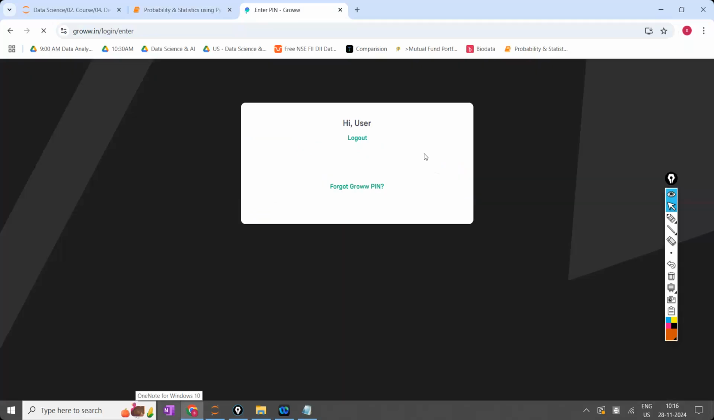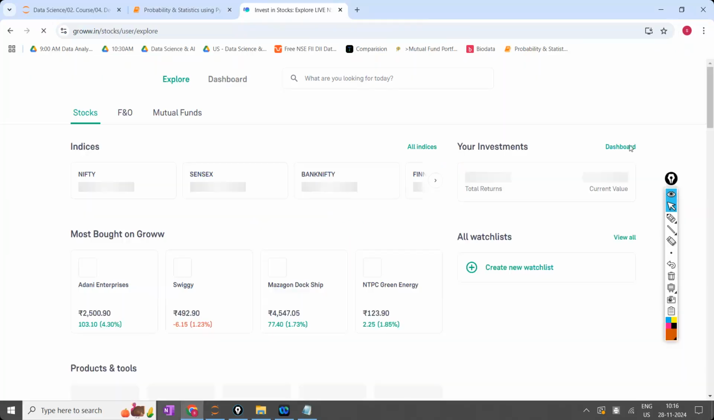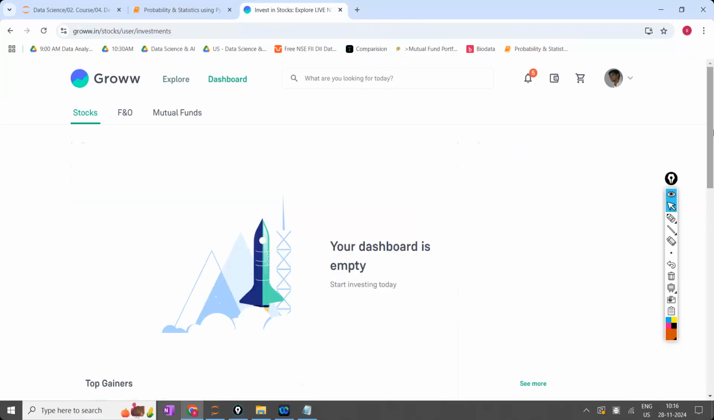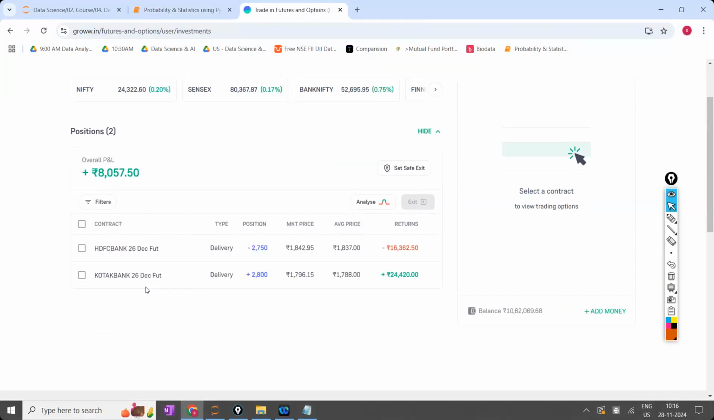It might be negative or it might be positive, guys. I'm not saying that I will get everything positive 100%, but accuracy is comparatively high. I'm not saying 100% accuracy. As of now, it is showing some 7,000, but you can see clearly Kotak Bank, which is plus 2,800 shares for me.